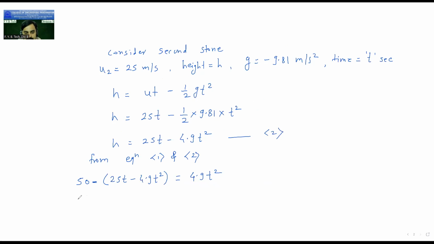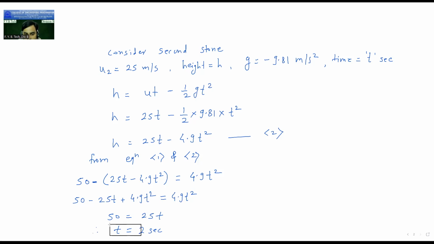Now what will happen? Here 50 minus 25t plus 4.9 t square is equal to 4.9 t square. So this 4.9 t square will get cancelled. And what is remaining? 50 is equal to 25t. So therefore, what is the time now? T is equal to 2 seconds.